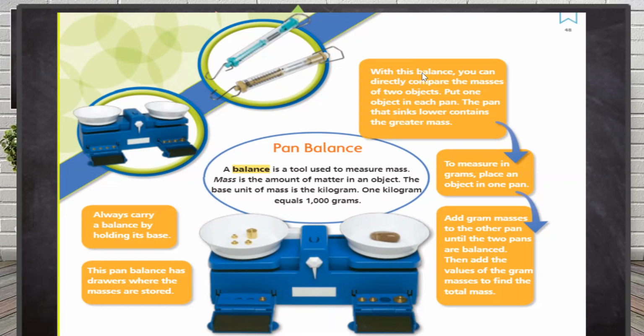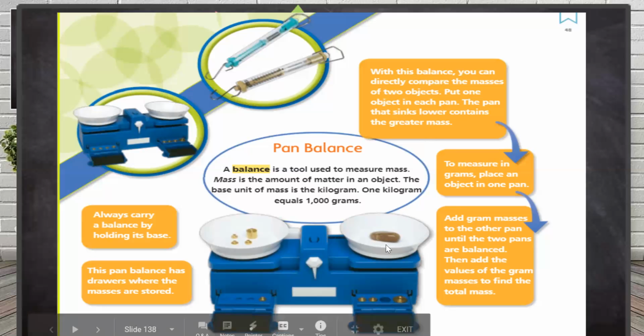With this balance, you can directly compare the masses of two objects. Put one object in each pan, then the pan that sinks lower contains the greater mass. Do you think that is correct or wrong? What about the other one? It's wrong. It is correct, my dear. If you put, for example, a rock over here and a few grams over here, the rock will go down. If it sinks and the grams go up, which one has the greater mass, the rock or the grams? The rock.